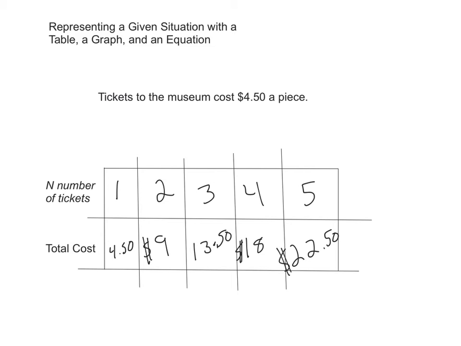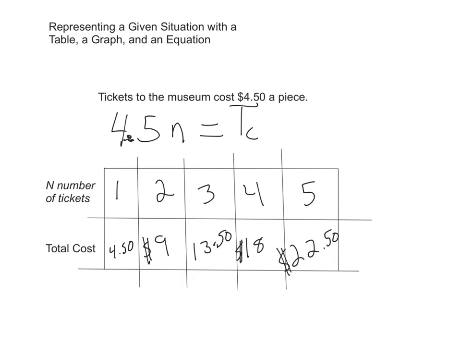Now the next thing they ask us to do is do an equation. And we actually did this in class. Remember, we looked at this and we said, okay, tickets to the museum cost $4.50 a piece. I think the word in class we used was each. And we knew that sort of meant multiplication. So we came up with this equation. 4.50, or 4.5 in our terms, times n is equal to total cost. Remember, I represented total cost like a T sub C. So total cost, and there's our equation right there. So now we've done equation and table.